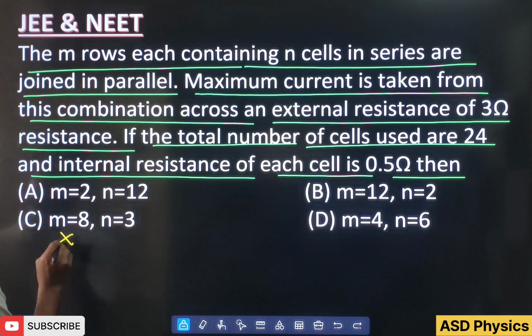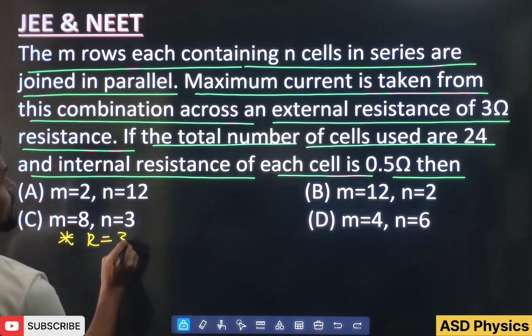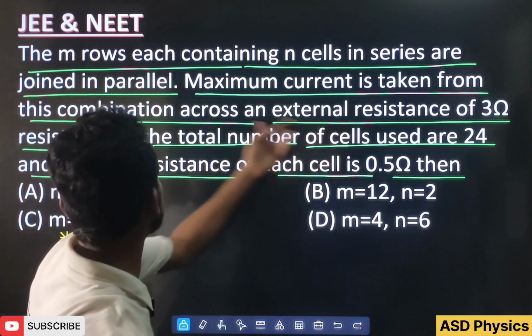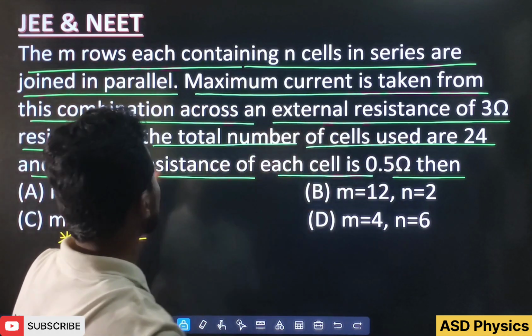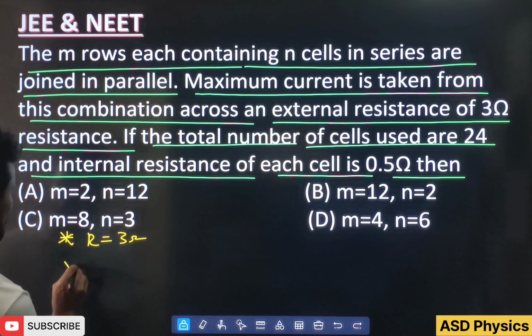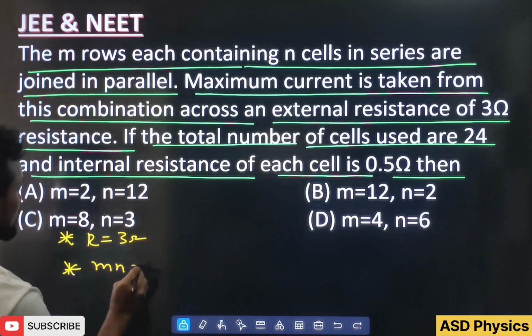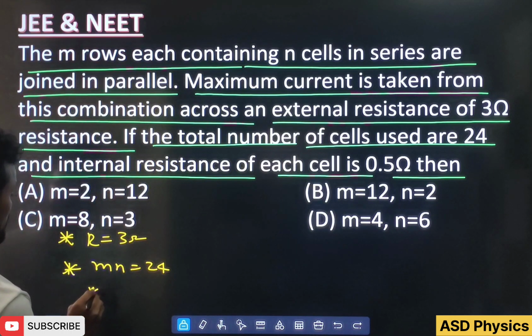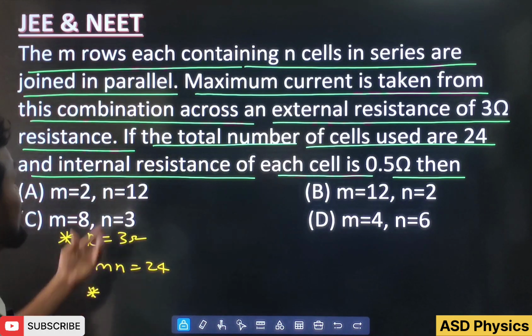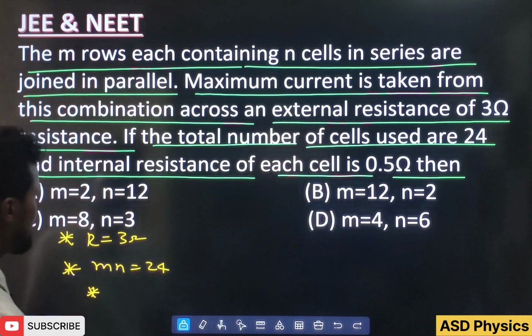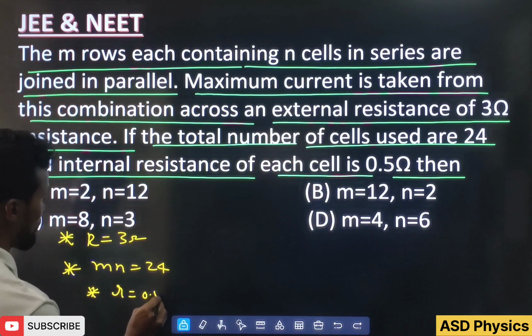First in this question we will note down the data. What is given here? External resistance is given, 3 ohm. Maximum current is taken from 3 ohm here. Total number of cells are 24, so it is given that Mn is 24. Next, the internal resistance of each cell is 0.5 ohm.